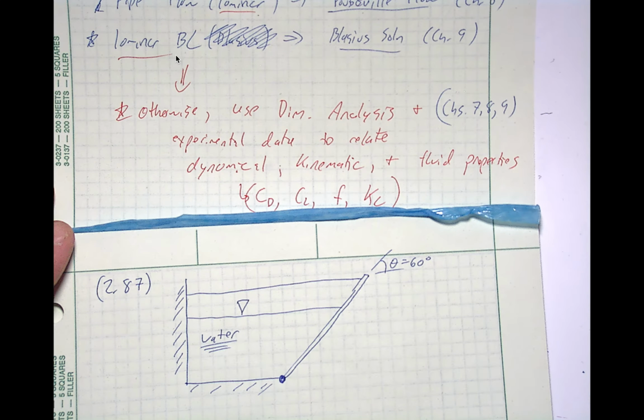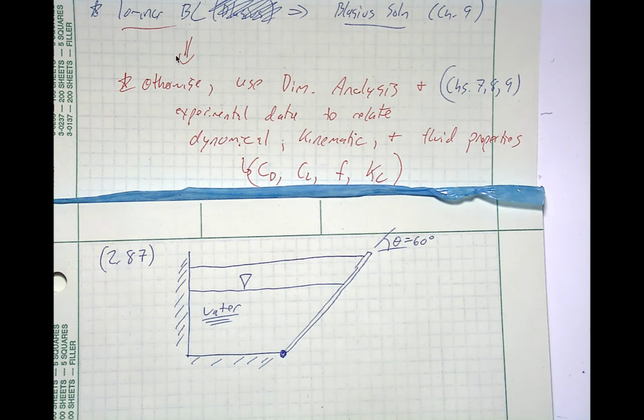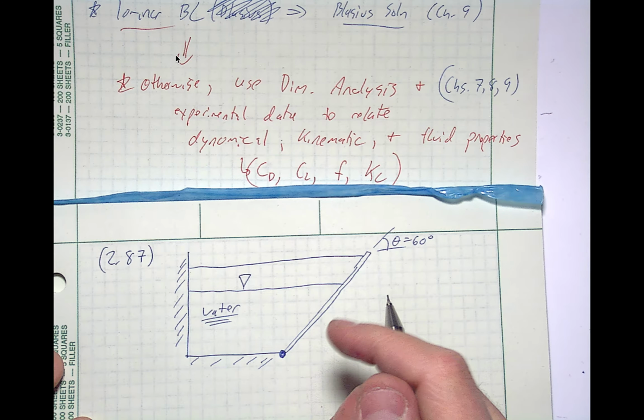So we'll do problem 287. If you have your book, there's a nice diagram there, but I'll try to get it all up here pretty quickly.